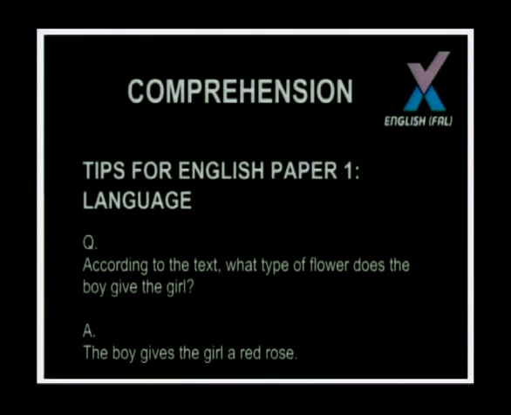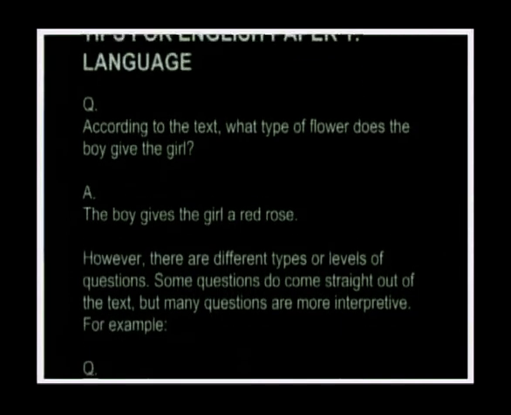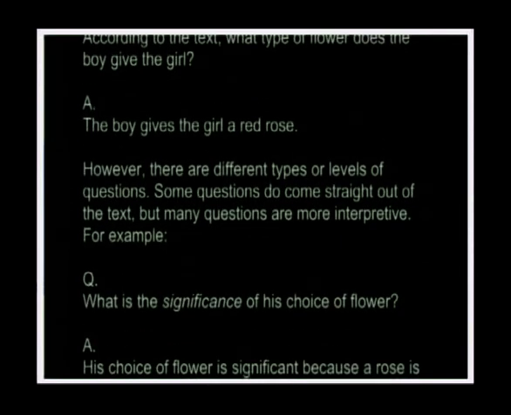Here's an example of a question that you could get right at the beginning. The question is, according to the text, what type of flower does the boy give the girl? That's the question. What answer are you expected to give? The answer is, the boy gives the girl a red rose. Now you'll see that this is written in a complete sentence, and so you will get, maybe if it's out of 2, you'll get 2 out of 2 for it.